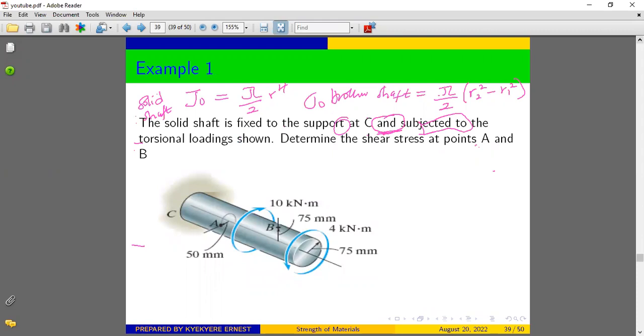so we're told that the diameter at B was 75. Oh, sorry about that. The radius is the same. The radius is 75. At point A, we want to determine the torsion from the center to a distance of 50 millimeters, but the radius is the same. But because we are encountering different torsions, and even the question has specified that we need to determine the shear stress at point A and point B. So that is how we are dealing with our question.